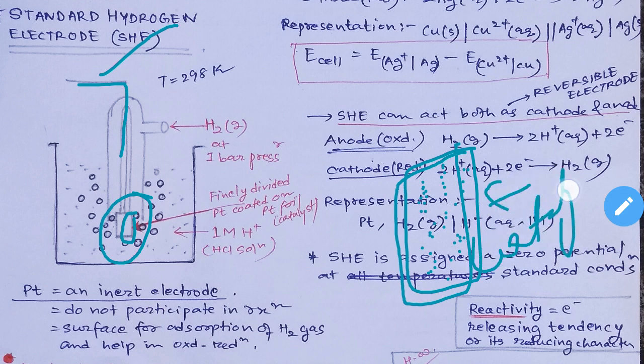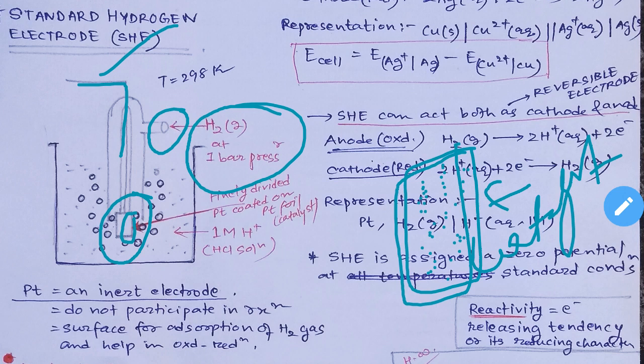And this acts as a catalyst. A catalyst, you know, enhances the reaction rate, right? And this is the inlet. One inlet is kept. Through this inlet hydrogen gas is bubbled at a pressure maintained at 1 bar. These conditions are very, very important: the hydrogen gas which is bubbled over the platinum is maintained at 1 bar pressure.